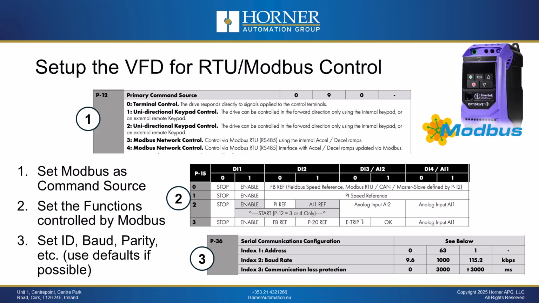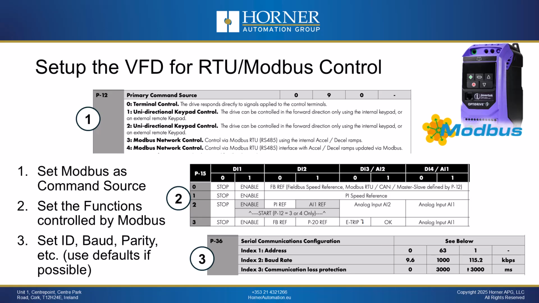In the case of the Invertech drive, you will need to adjust parameter number 12 if you want to set Modbus as the primary command source. So for our demonstration, we have set our parameter to a value of 3. This means we will control the drive over Modbus RTU, but we will leave the acceleration and the deceleration to the parameters that are in the drive.